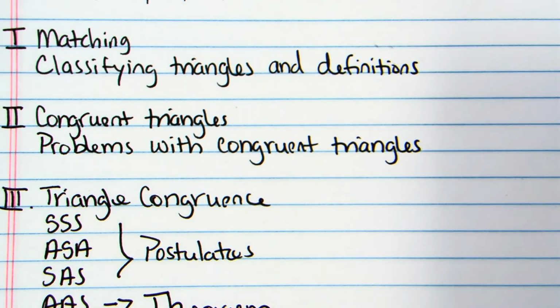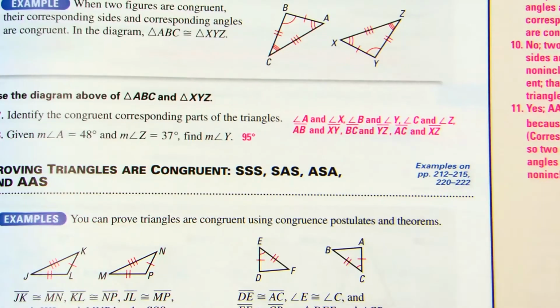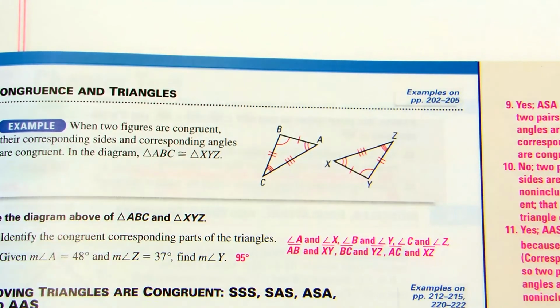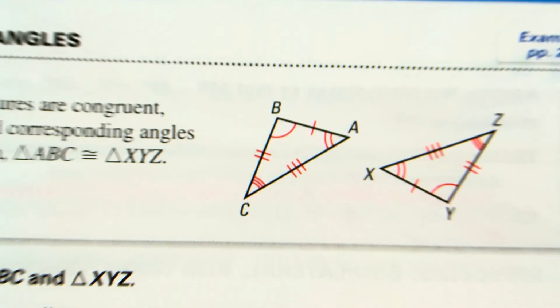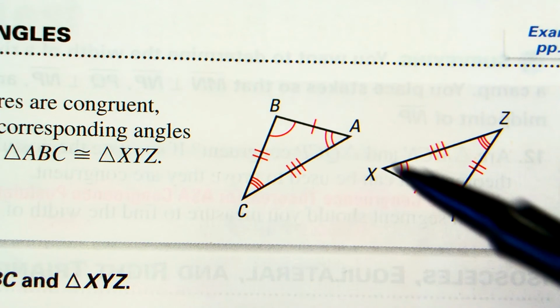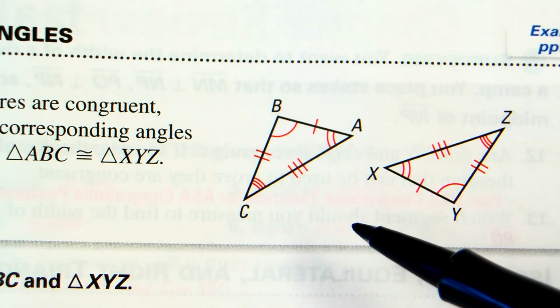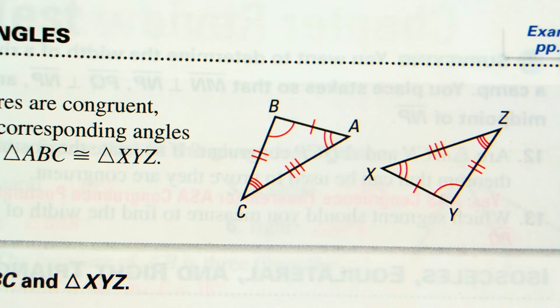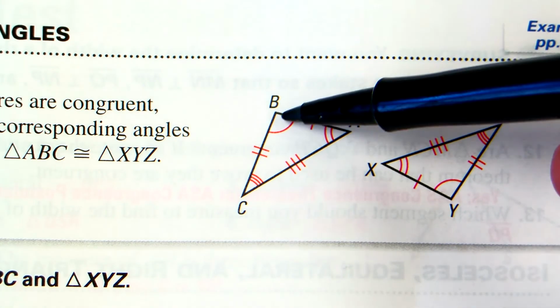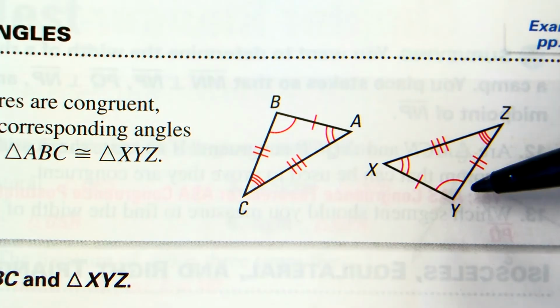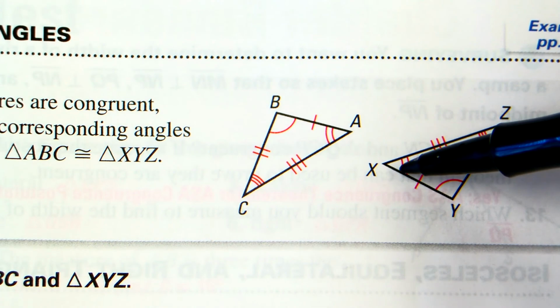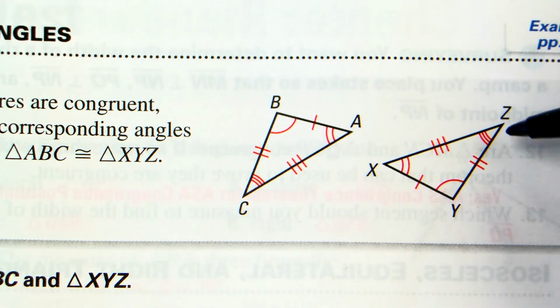Alright, congruent triangles. Congruent triangles in section 4.2. What we're looking at here would be something like this up here, where it gives you two triangles. And for two triangles to be congruent, their corresponding angles are congruent and the corresponding sides are the same length. So in this triangle, angle B is equal to angle Y, angle A is equal to angle X, angle C is equal to angle Z.